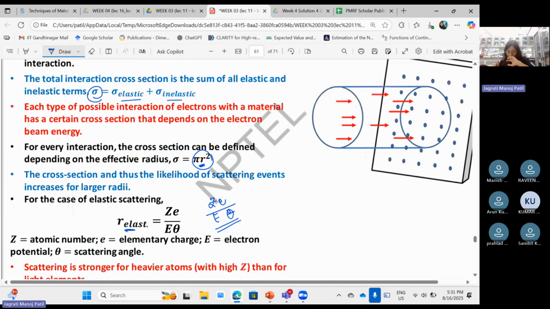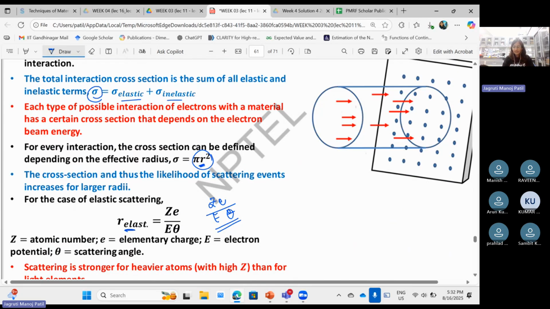Here also, you need to know how much radius it would have for this elastic scattering event to occur on it, right?